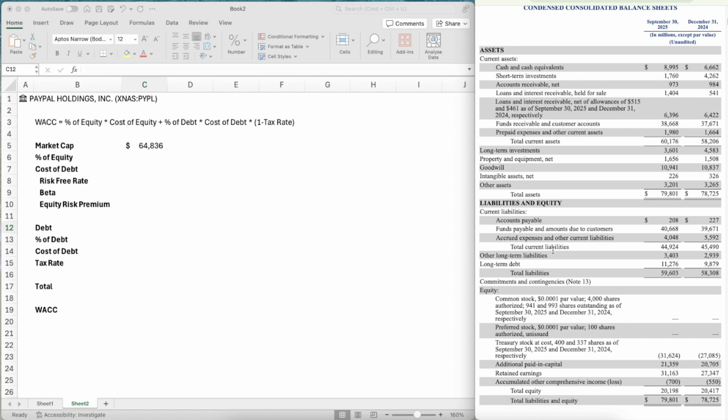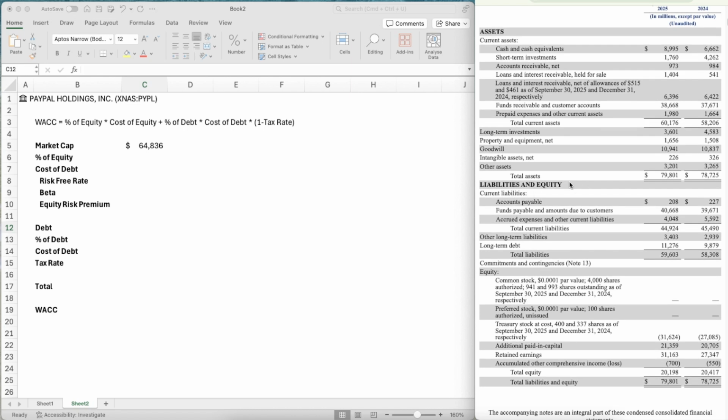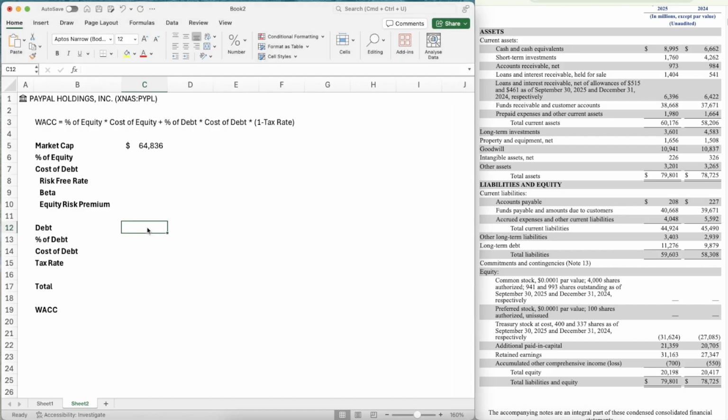Up here. So first of all, we come to liabilities. Next, we go through current liabilities. Let's see if there's any short-term debt. There isn't, but the long-term debt, 11,276. Just do it like that. Go total. There we go. So the total is 76 billion, which means we know the percentage of debt now is the same for the market cap divided by the total, 85%.